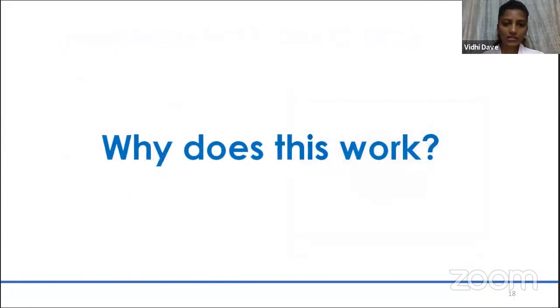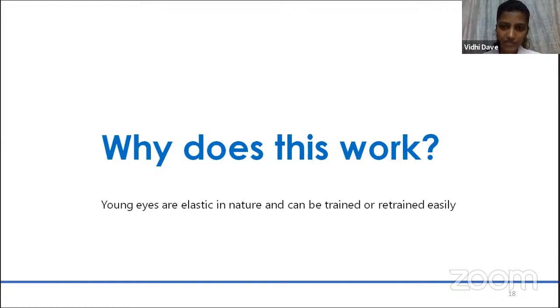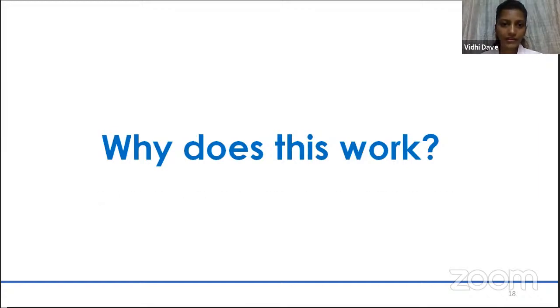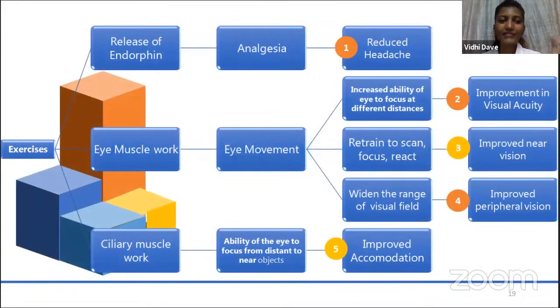So why would these treatments work? These are some of the reasonings why probably these treatments could work. One thing that we need to remember is when we train children, their brains are very elastic in nature, and therefore they can be retrained easily. So the earlier we start, the better it is. I'm talking about the first line here: the exercises release a lot of endorphin, and endorphin causes an analgesic effect. So it eventually reduces the headache.